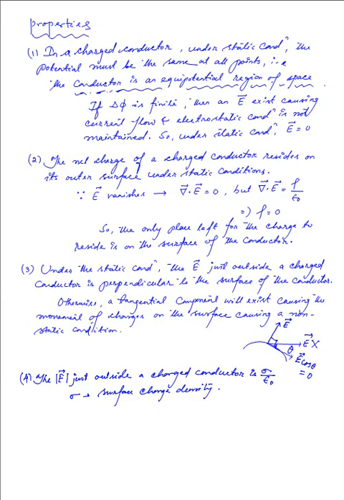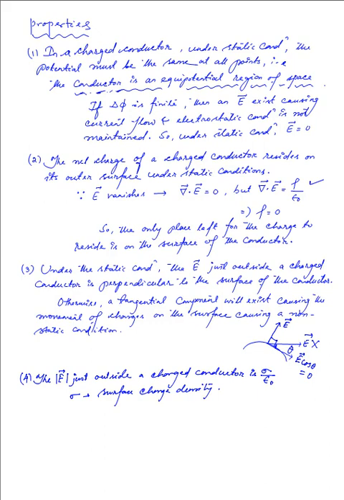Now the magnitude of the electric field just outside the charged conductor is going to be sigma over epsilon naught, sigma being the surface charge density. Here we had written rho is the volume charge density, and sigma is the surface charge density. Lambda usually is considered as the linear charge density.